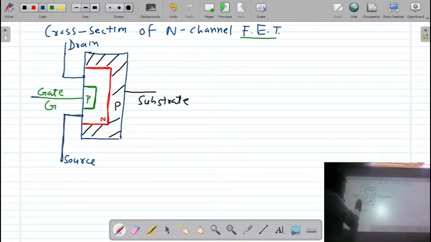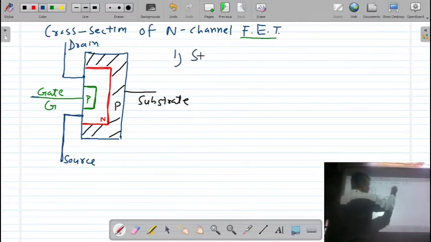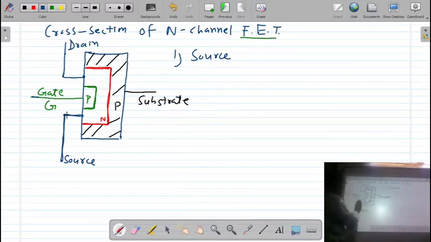The source is one terminal. Source is the terminal through which charge carriers enter into the channel.